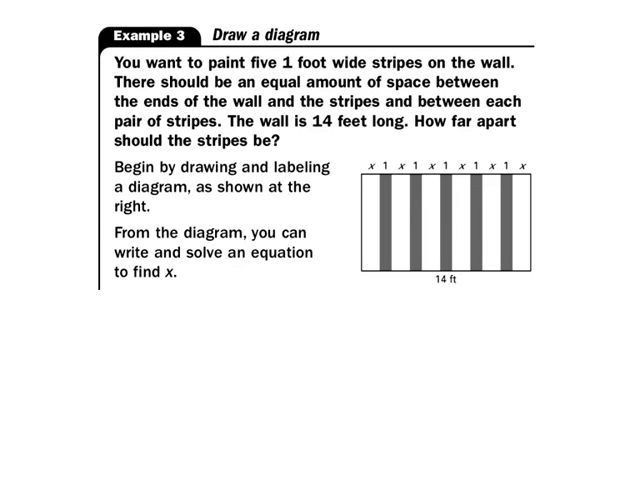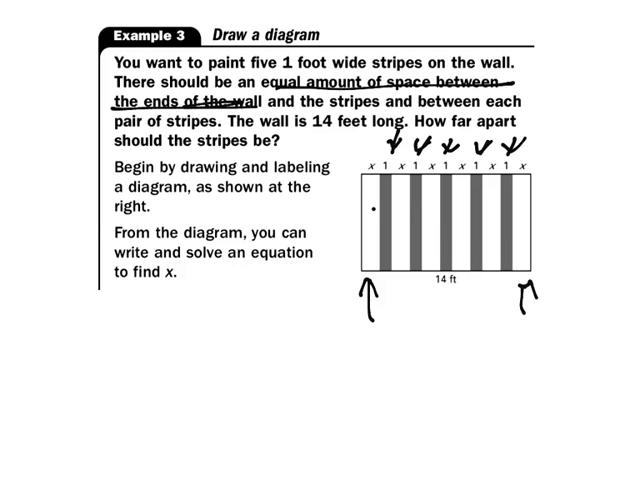Okay? You want to paint 5 1-foot wide stripes on a wall. There should be an equal amount of space between the ends of the wall and the stripes, and between each pair of stripes. The wall is 14 feet long. How far apart should the stripes be? This is where it tells us equal amount of space between the ends on the wall. That tells us that we need to have X on the outside as well. Okay, and we want 5 stripes at 1 foot. That's where we get the 1 foot from. And X is our unknown.